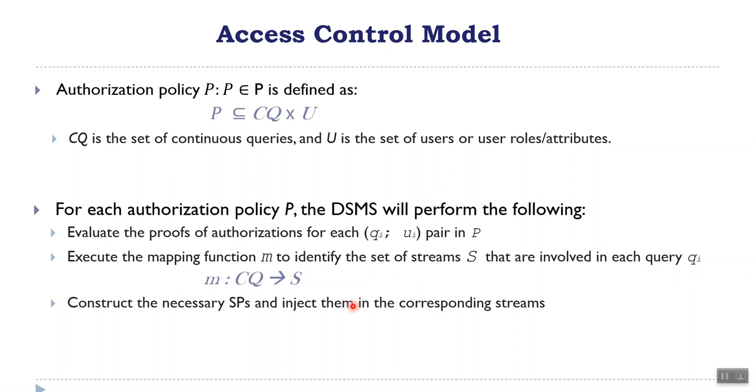And then we do have a mapping function that can take a set of continuous queries and identifies the data streams that are involved in executing those queries. And accordingly, the data stream management system can construct for every proof of authorization what we refer to as security punctuations. And we'll talk a little bit more deeply about what security punctuations are. And the data stream management system will inject those security punctuations in the corresponding streams.